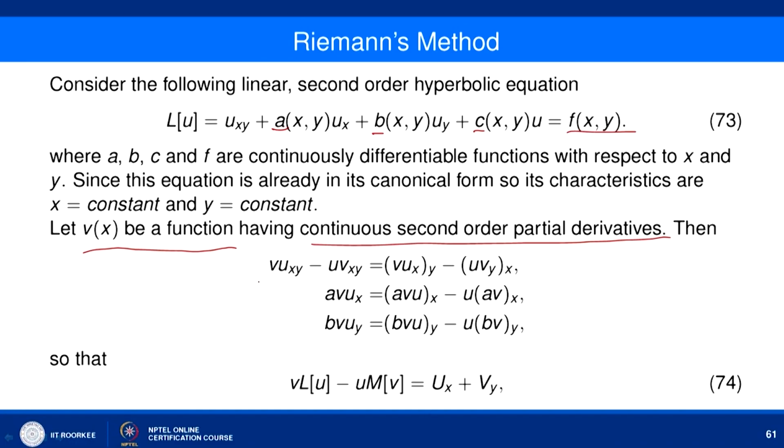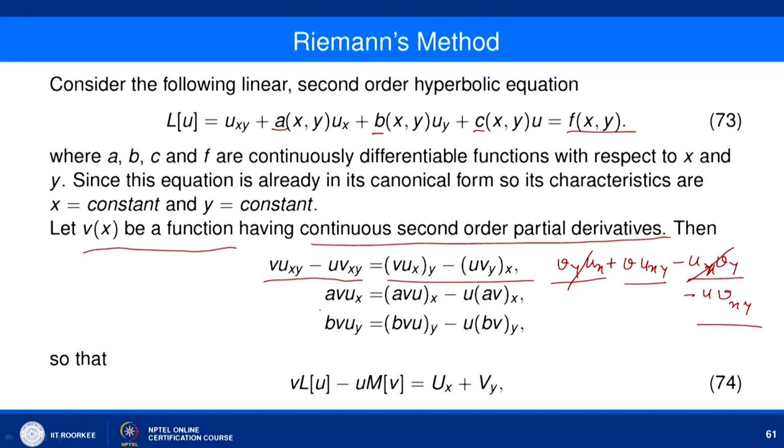First, v u_xy minus u v_xy. This I can write as v u_xy minus u v_yx. If you simplify this, it equals v_y u_x plus v u_xy minus u_x v_y minus u v_yx. If you cancel the terms u_y, v_y and u_x here, what you get is v u_xy minus u v_xy, which is what we have written here. So this is the identity we are using.